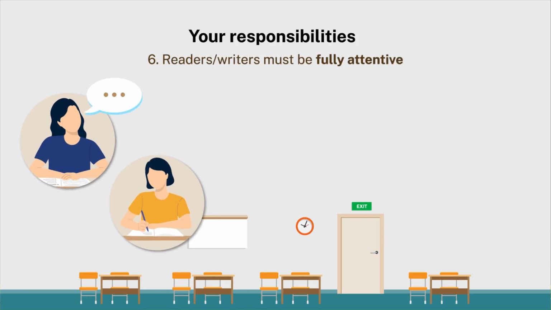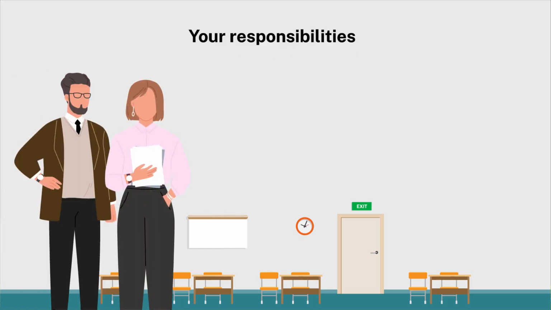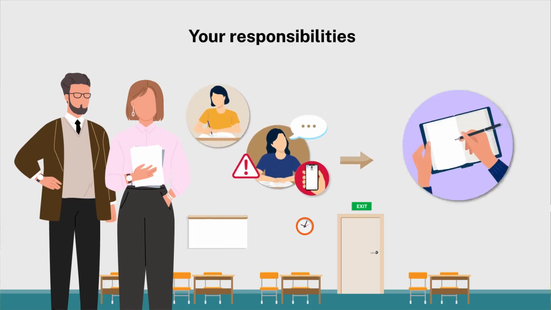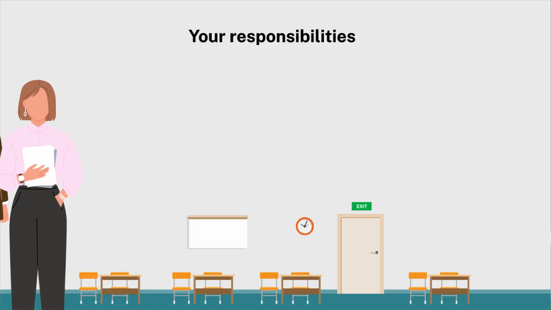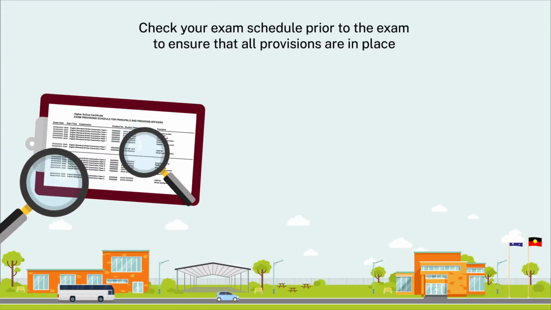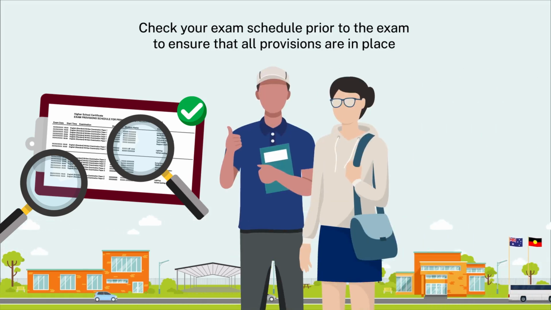Readers and writers must be fully attentive throughout the exam and mustn't bring mobile devices, computers, books, or other activities into the exam room. If you or your supervisors encounter issues with the reader or writer, record your observations in your diary and contact NESA Presiding Officer Support for assistance. Remember to double-check your exam schedule prior to the exam to ensure that all provisions are in place. Being proactive in this way will help students with exam provisions access the exam.